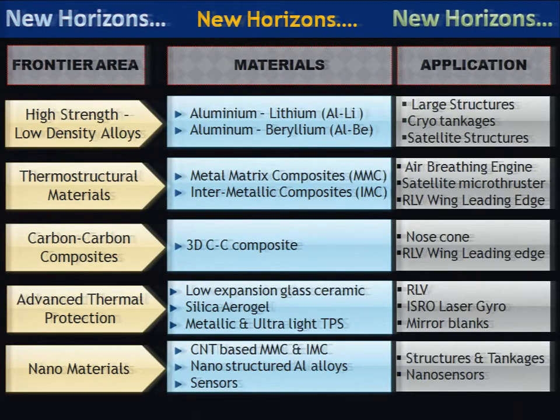The new horizons and the frontier areas, if you are looking at high strength, low density alloys, then you have aluminum lithium and aluminum beryllium. Then you have large structures, cryo tank cages and satellite structure, thermostructural materials, metal matrix composites, intermetallic composites, for air breathing engine, satellite microthrusters, then RLV wing leading edge, then similarly carbon-carbon composites. Then you have the advanced thermal protection systems, which are required for both RLV as well as laser gyro and mirror blanks. Then nanomaterials for structures and tank cages.